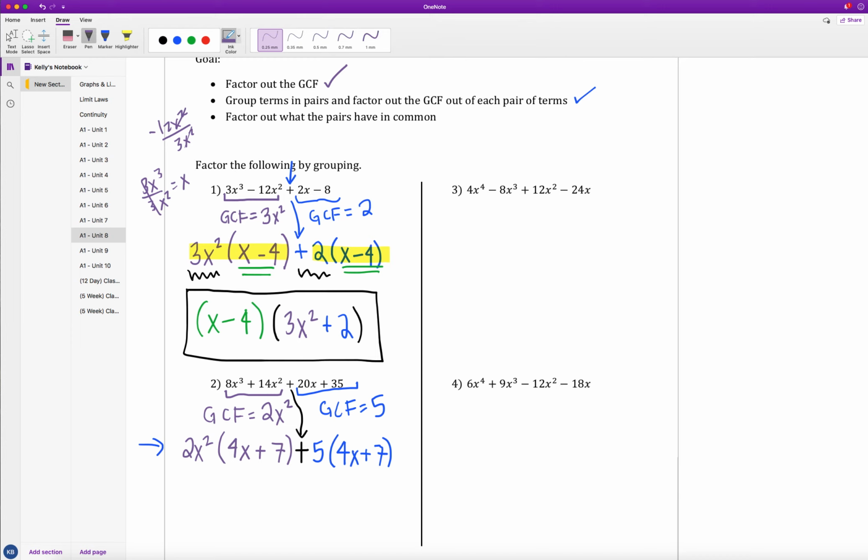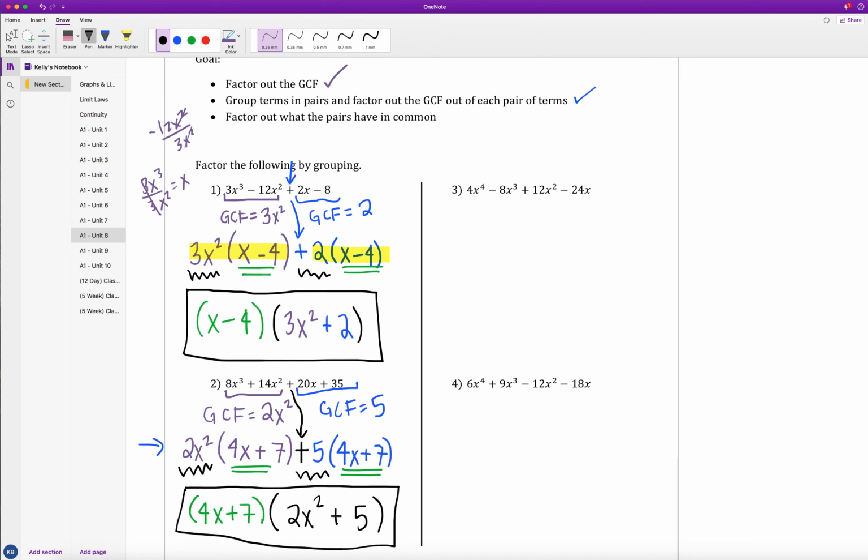Okay, now that we have each of the pairs factored, we can see that they share something in common. They both have this 4x plus 7, so I can go ahead and factor out a 4x plus 7 out of both terms. And then what we will be left with is the 2x squared plus the 5 from this second term. And that is our factored form. We can always make sure that this is correct by foiling that back out.